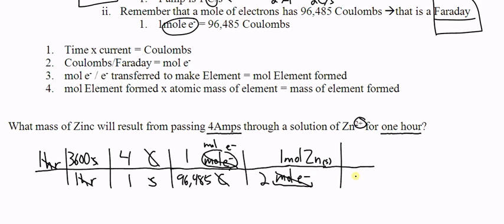But with that being said, now I've got that final step where I can get from moles of zinc solid to the atomic mass of zinc, 65.38 grams of zinc solid. And so we're in a pretty good position to solve it out.